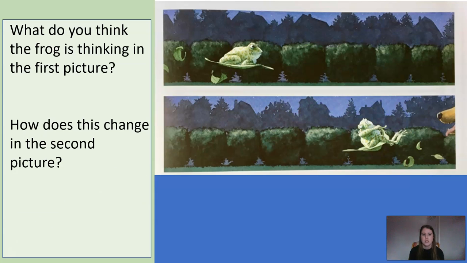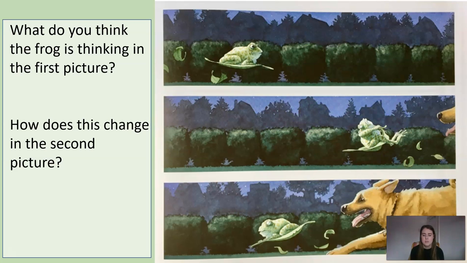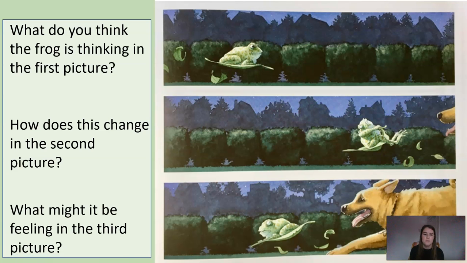Okay, in this picture, how does the first picture change in the second picture? So have a look at the first picture again and have a look at the clues you can see in the second picture of what you think might have happened. What do you think is going to change in this picture? And the third picture, clear difference from the first one to the last one, but having a look from the second one to the third one, what might this frog now be feeling in this third picture? So look closely at his facial expressions from the first to the second to the third picture to help you answer that question.